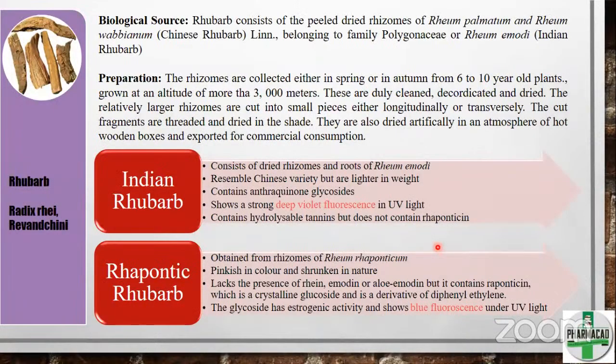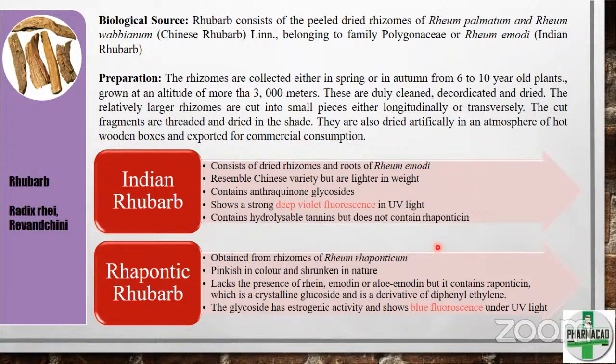Okay. Next we come to the next drug, which is nothing but rhubarb. Now, rhubarb, if we see, consists of dried rhizomes of Rheum palmatum and Rheum webbianum belonging to family Polygonaceae. Indian rhubarb is also known as Rheum emodi. Generally, it has one more synonym, Revandchini. It is nothing but a rhizome.